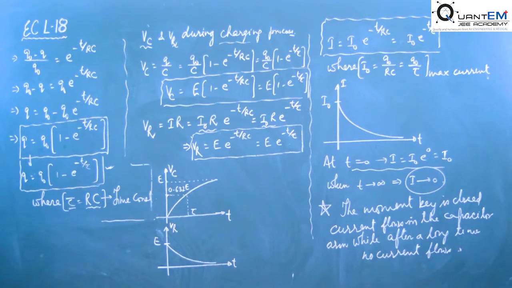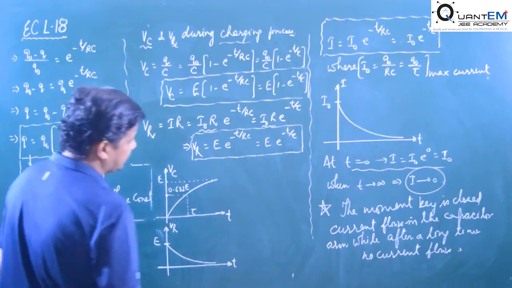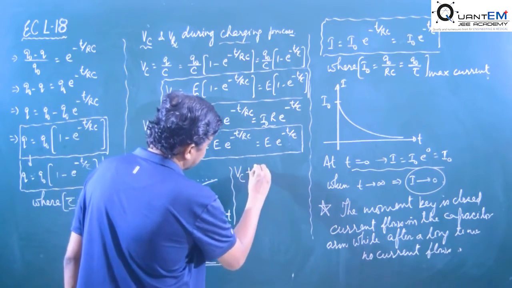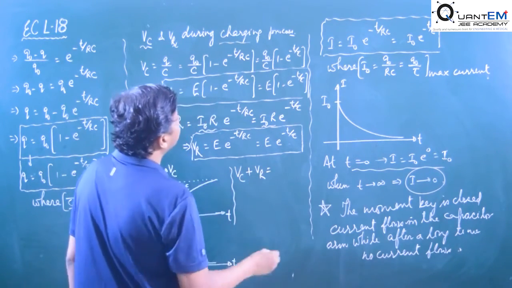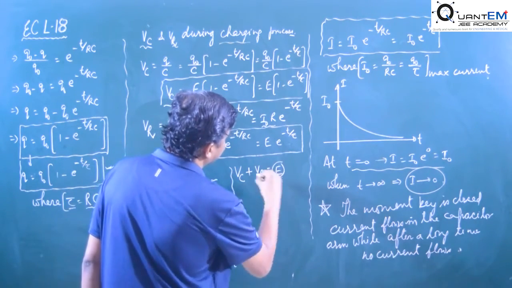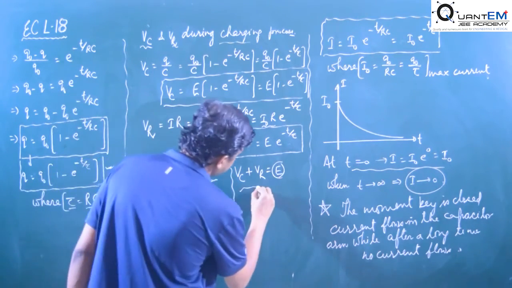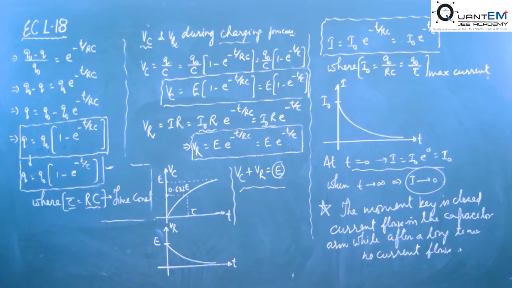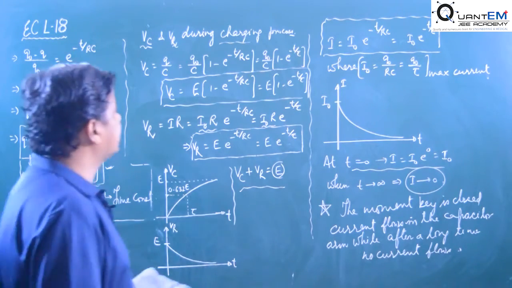Now we come to this: if you add VC and VR, see, these are in series. If you add VC and VR, what do we get? Adding, we get the result: the EMF E. Now we come to the energy stored across the capacitor and the resistor at any time t.